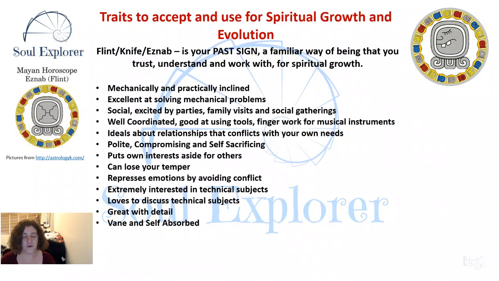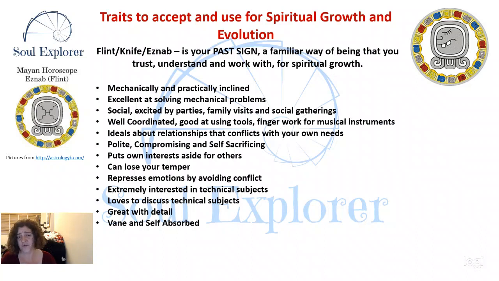And I forgot to say at the start of this part, that your past sign that you had as a child, it's called Flint or Knife or Esnab. I'm not sure. I haven't heard that said in many other ways. Most people say Esnab, but yeah, I've heard it called Knife more than Flint. But you know, there are often multiple names for these. Anyway, getting back to what I was saying.